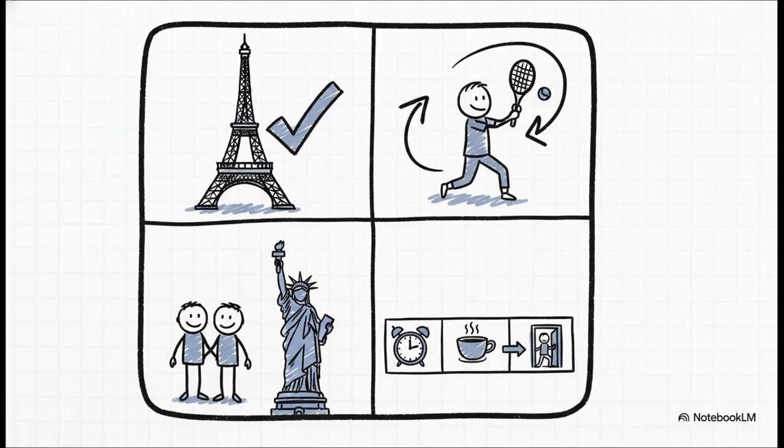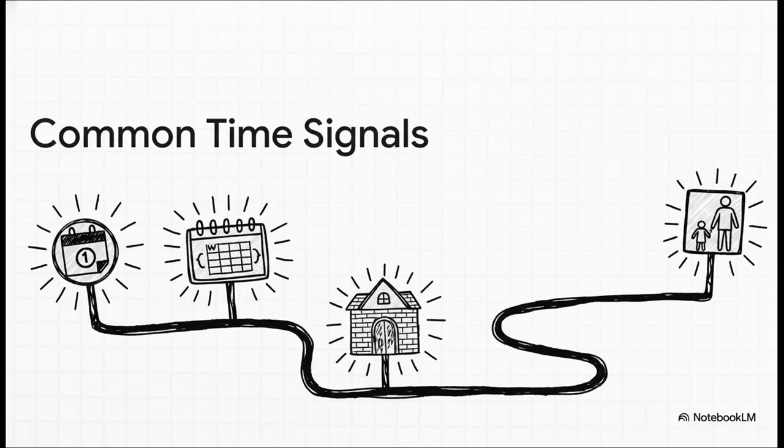Or what about a habit you used to have? She played tennis every weekend. You can also use it to talk about how things were in the past, like a state or a feeling. They were happy in New York. And of course, the heart and soul of storytelling, a sequence of events. He woke up, had coffee, and left. See? A mini story.